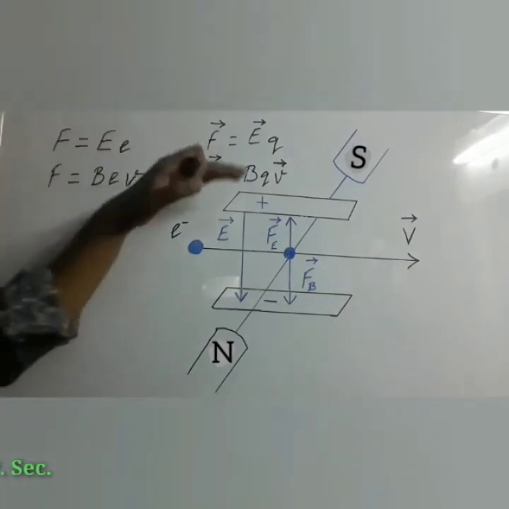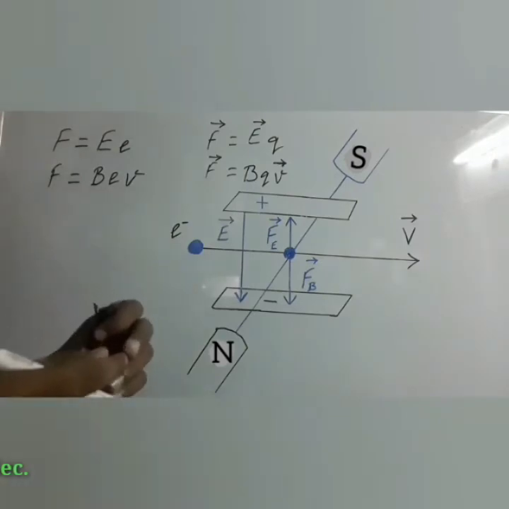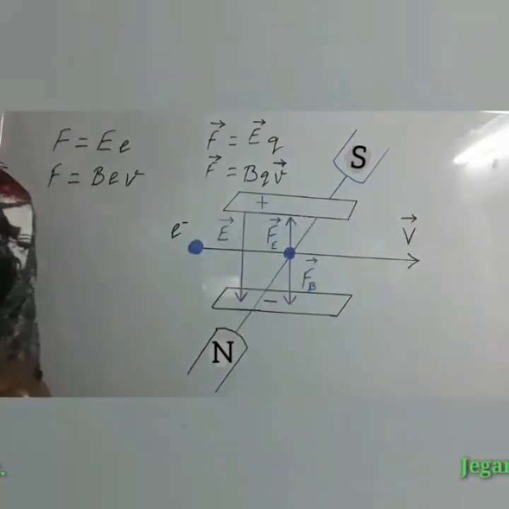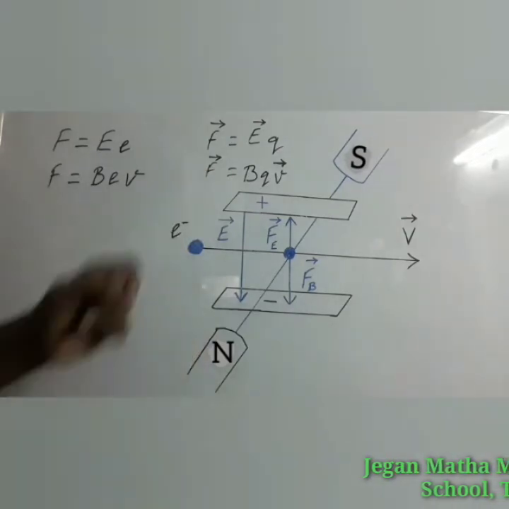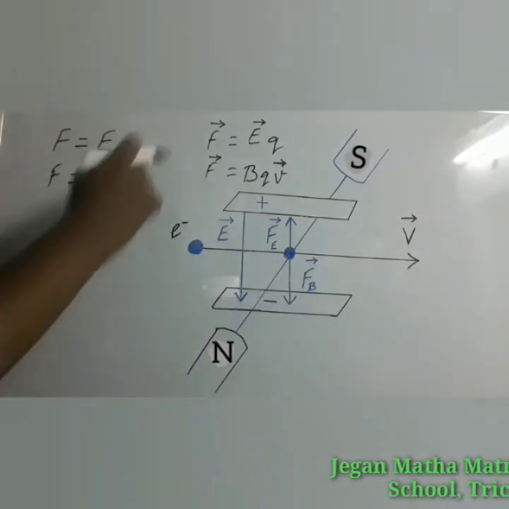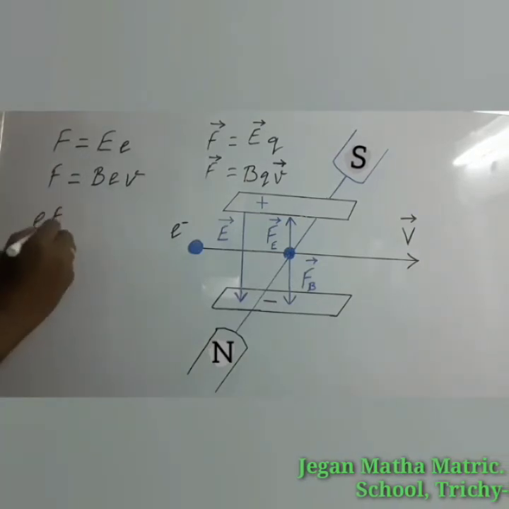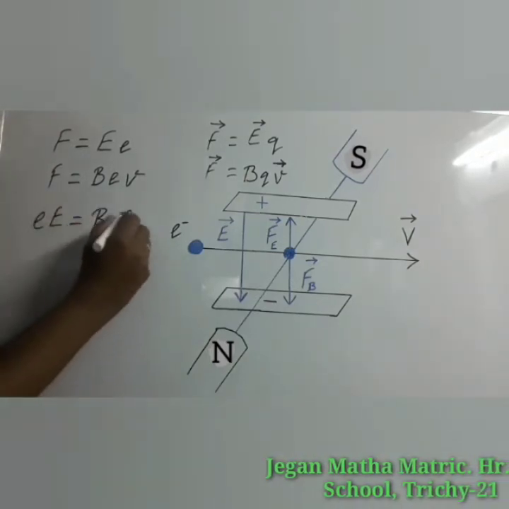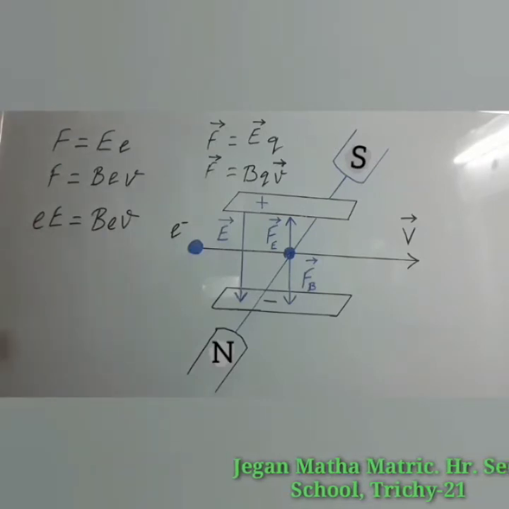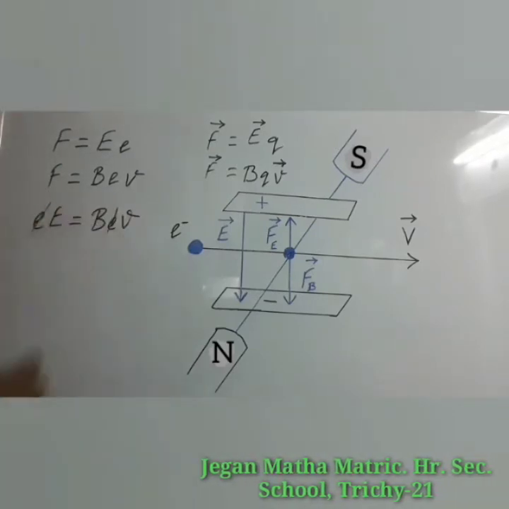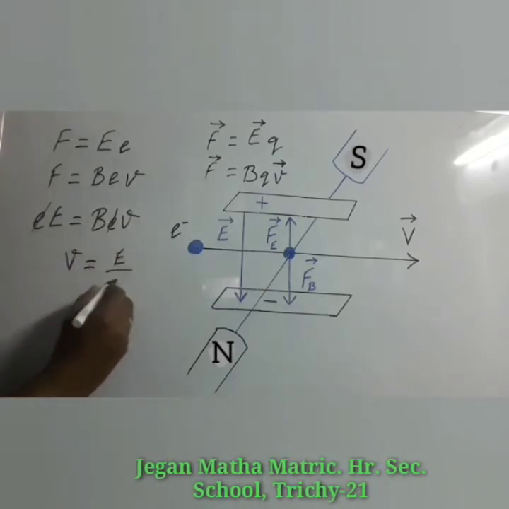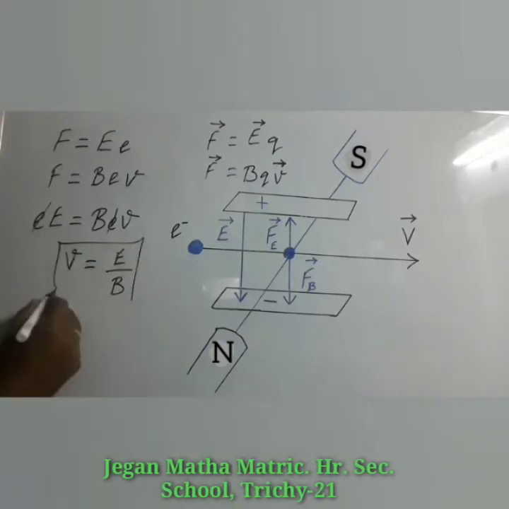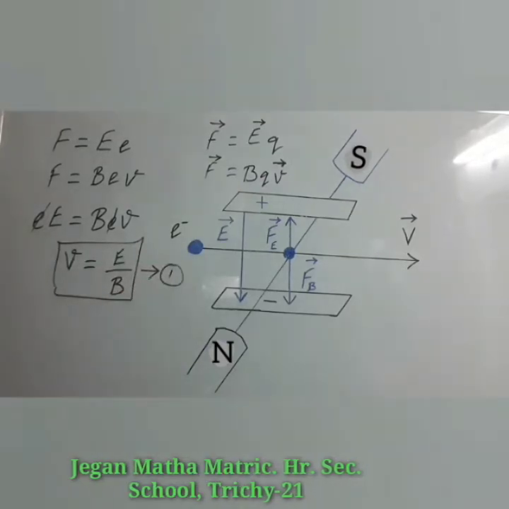Now both the fields are adjusted to make the electrons move in a straight line. So, as already discussed, the magnitude of the electric force is balanced by the magnitude of the force due to the magnetic field. So they both are equal now. eE is equal to BeV. Here the charge of the electron is a common term, which can be cancelled. So what is the value of V? V is equal to E by B. Take this as the first equation.